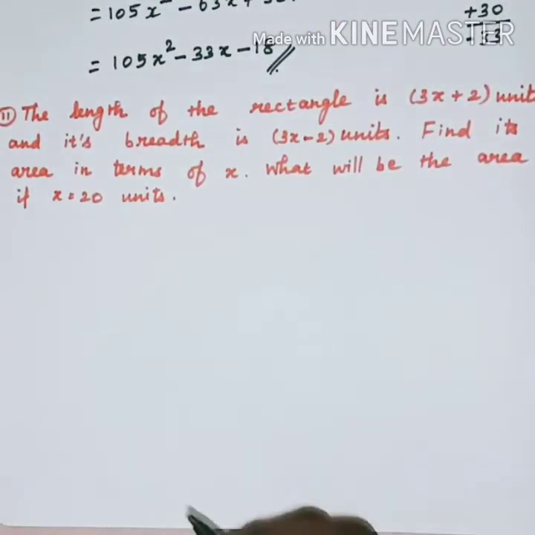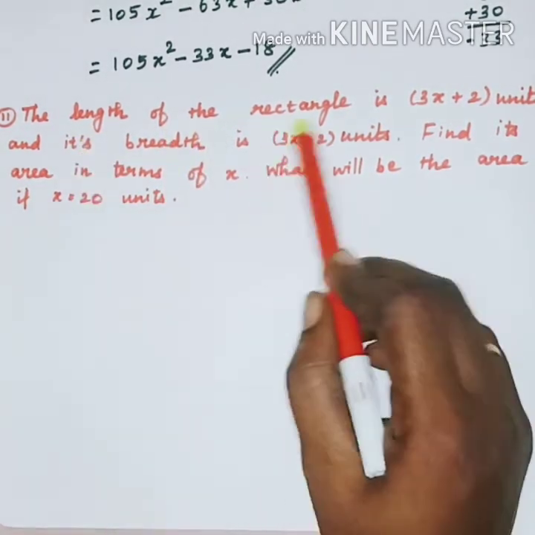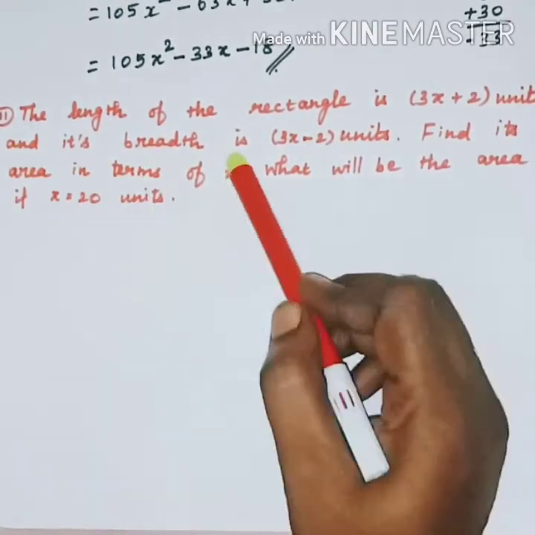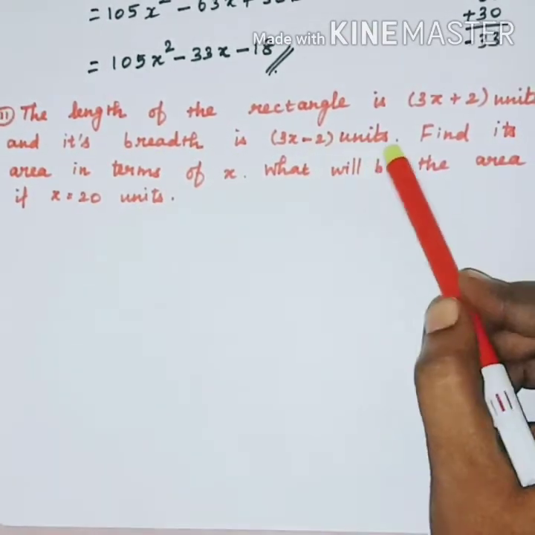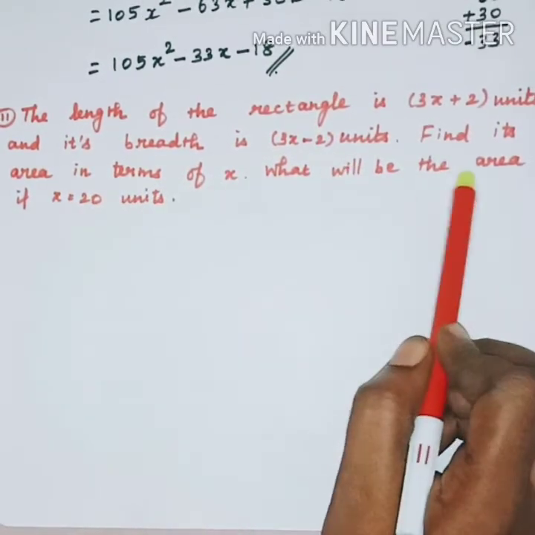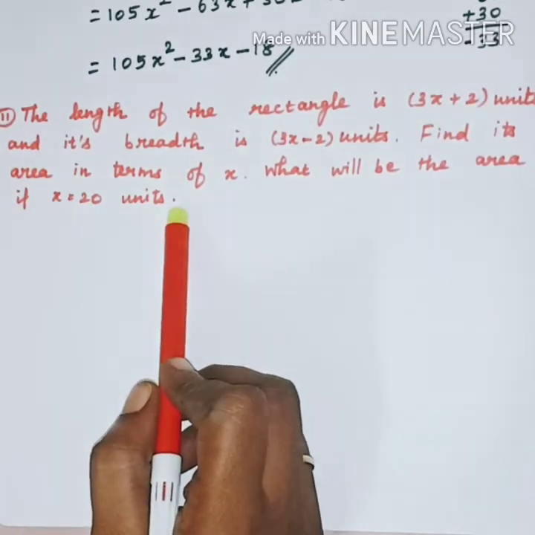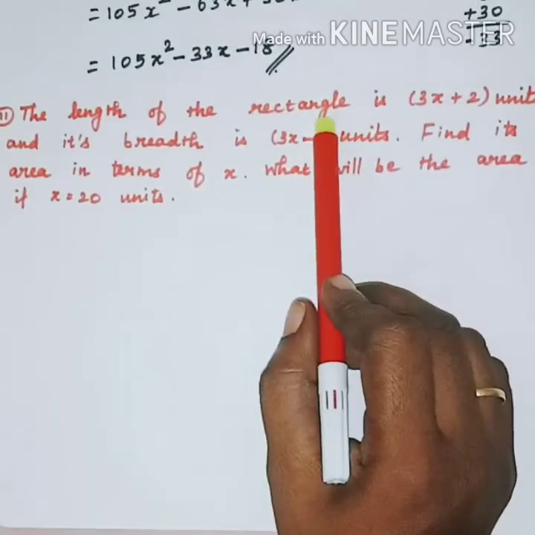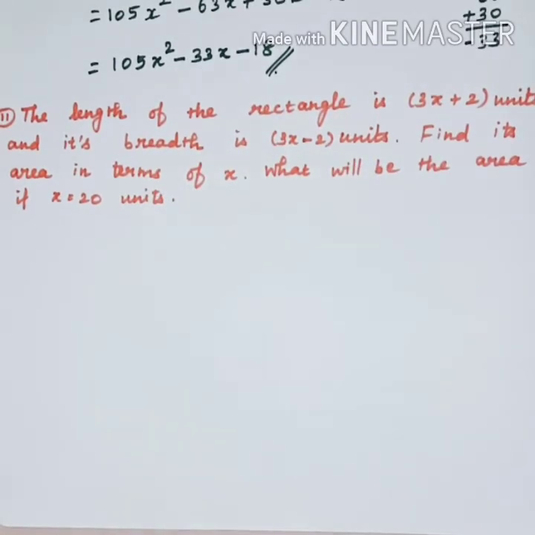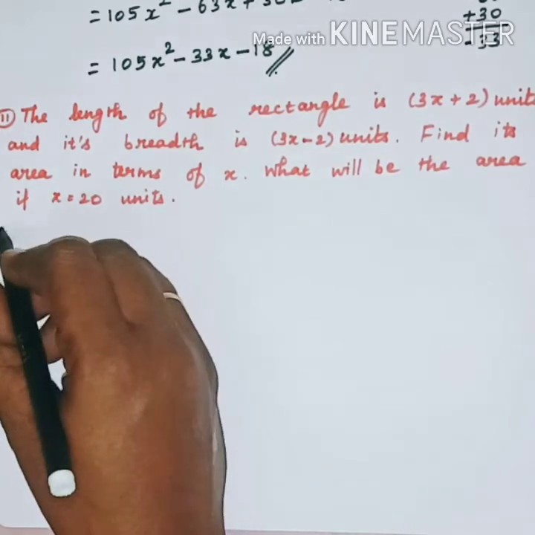Exercise 3.1, 11th sum. The length of the rectangle is 3x plus 2 units and its breadth is 3x minus 2 units. Find its area in terms of x. What will be the area if x is equal to 20 units? Here they are given the length and the breadth of the rectangle. We have to find the area of the rectangle.